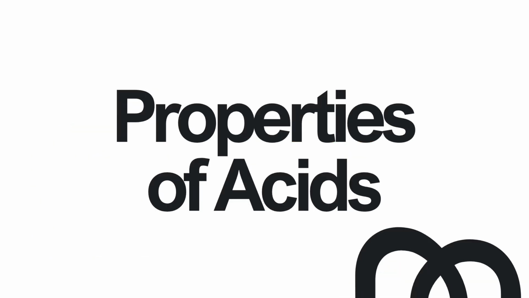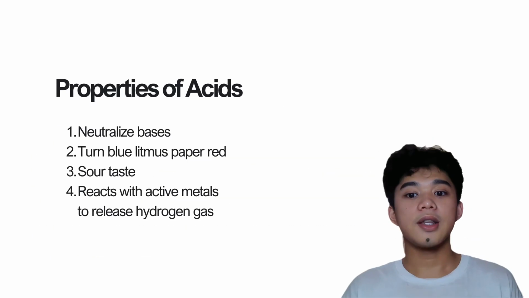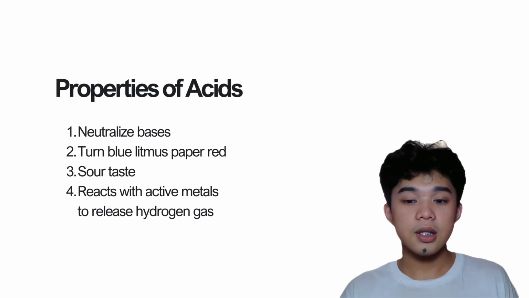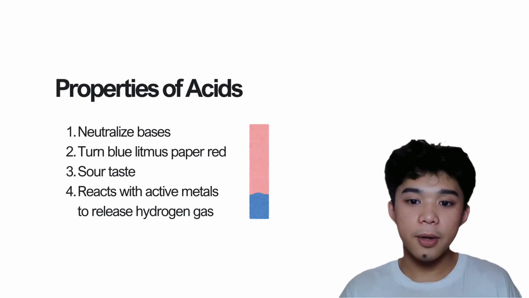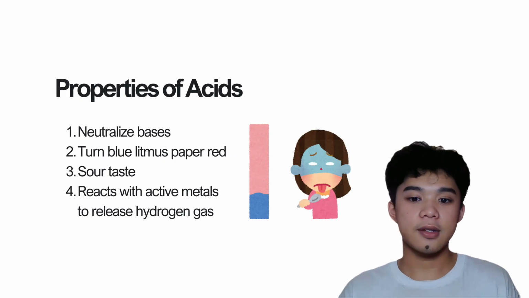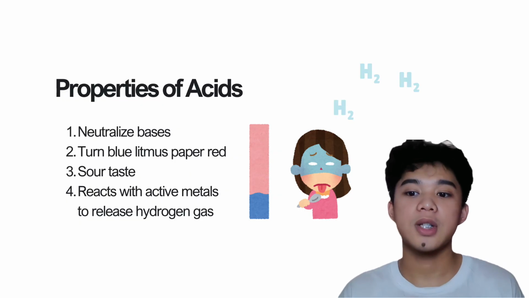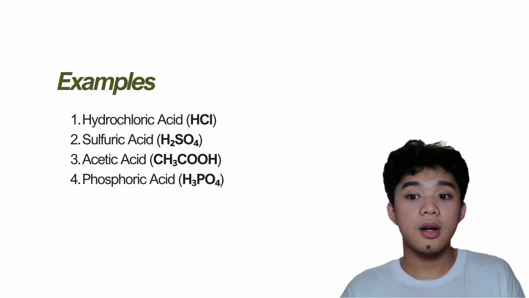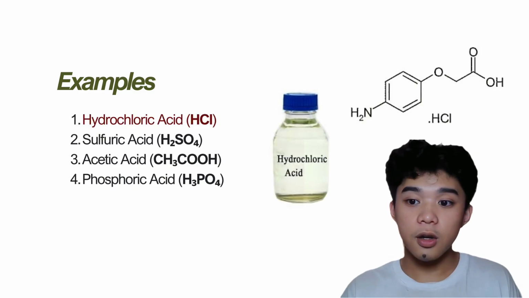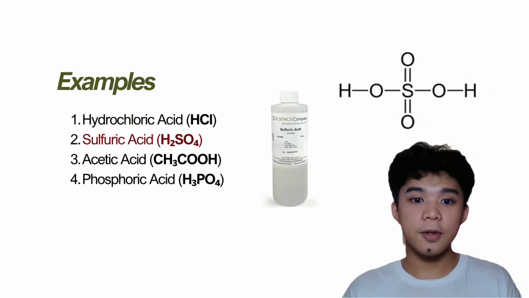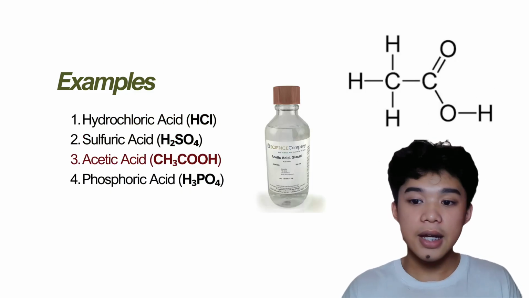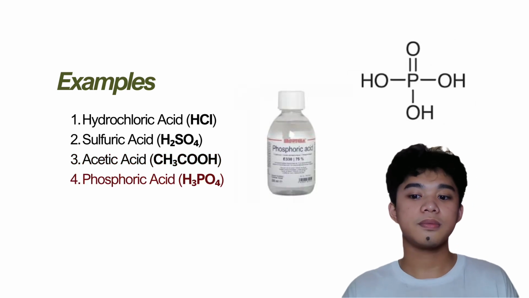So, for the properties of acids, they neutralize bases, they turn blue litmus paper red, and they have a sour taste. They also react with active metals to release hydrogen gas. Examples are hydrochloric acid, sulfuric acid, acetic acid, and phosphoric acid.